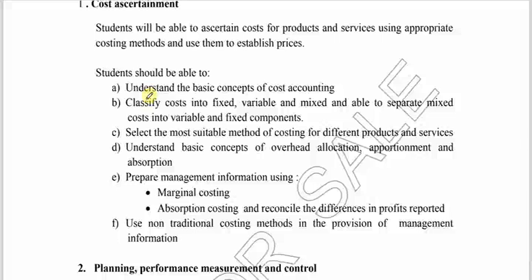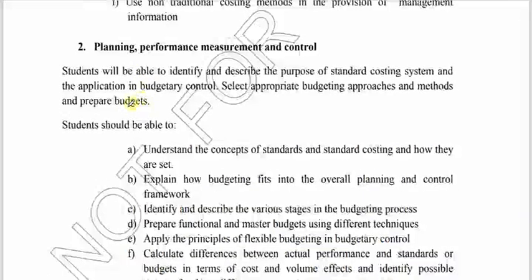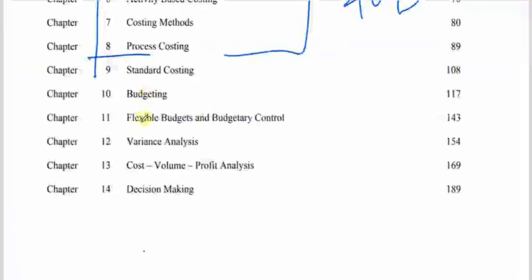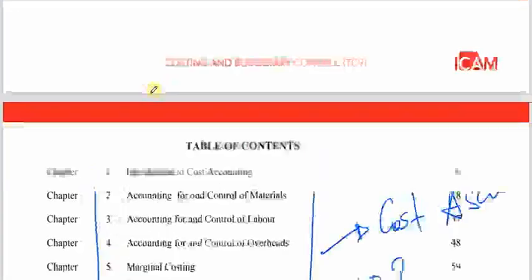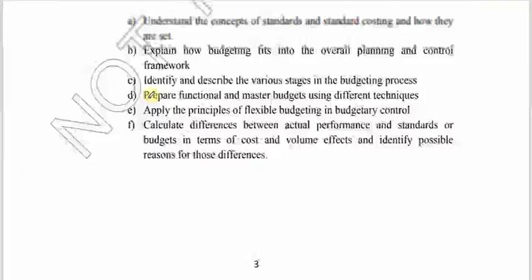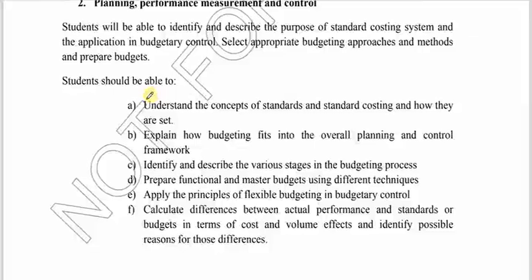of the syllabus. Going to planning, performance measurement, and control. So this broad topic area is covered in the next 4 chapters, from chapter 9 to chapter 12: standard cost, budgeting, flexible budget and budgetary control, and various analysis. So this is called planning, performance measurement, and control.